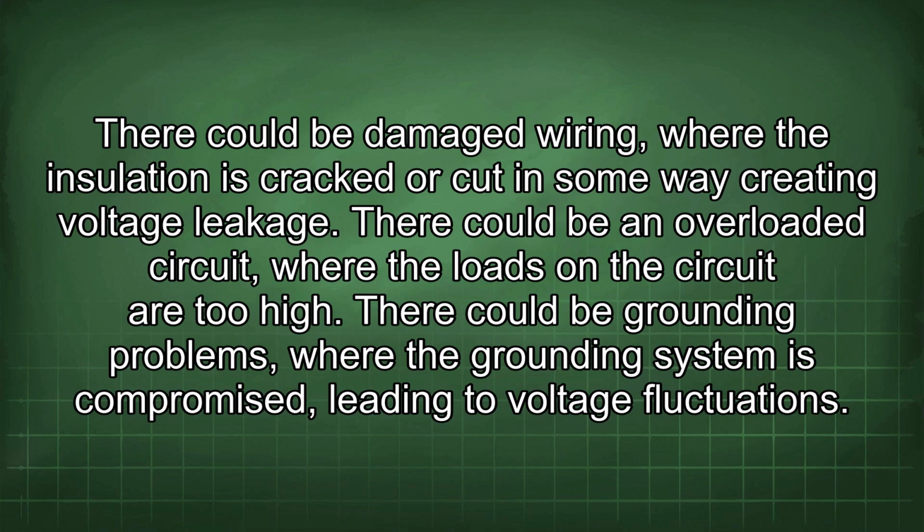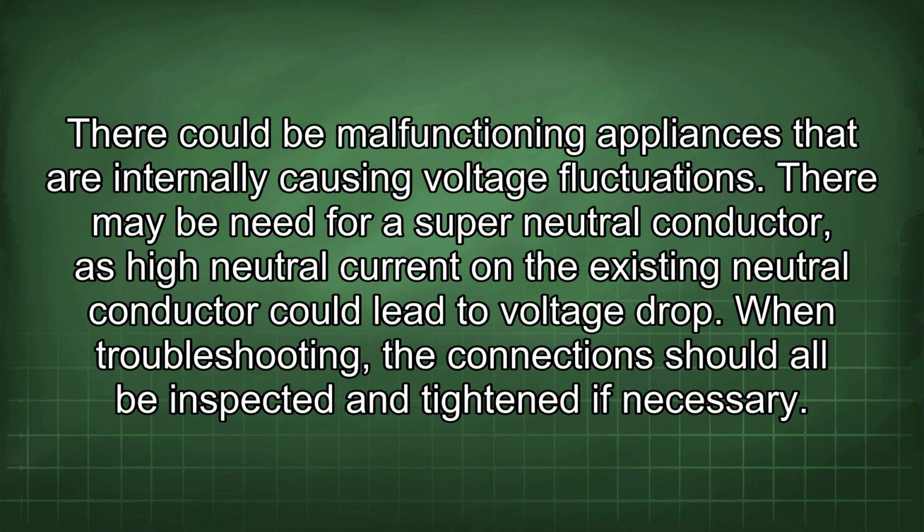There could be grounding problems, where the grounding system is compromised, leading to voltage fluctuations. There could be malfunctioning appliances that are internally causing voltage fluctuations. There may be need for a superneutral conductor, as high neutral current on the existing neutral conductor could lead to voltage drop. When troubleshooting, the connections should all be inspected and tightened if necessary.